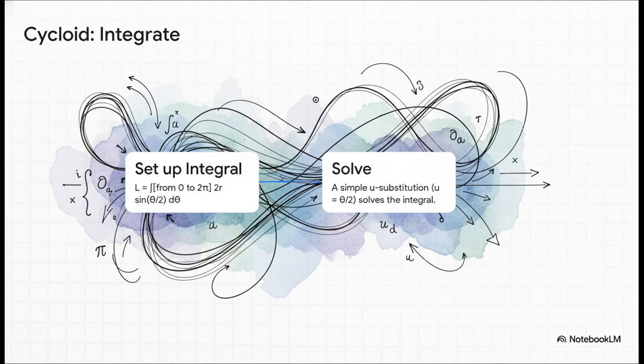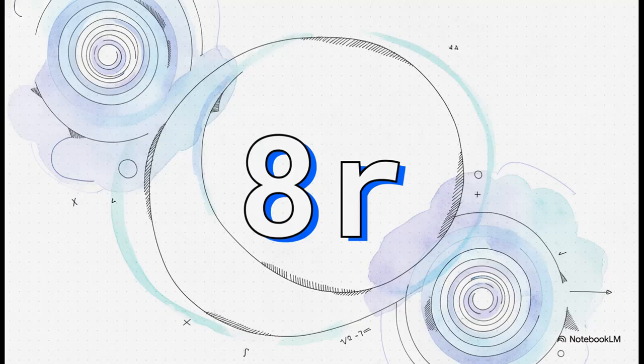We're in the home stretch now. We set up our final integral for the length from 0 to 2 pi, and this integral is totally doable with a simple u substitution. We'll just let u equal theta over 2, and the rest falls into place. So we do the u sub, we solve that integral, we plug in our bounds from 0 to 2 pi, and after all that algebra, all the trigonometry, the length of that incredibly complex curve boils down to this, 8r.